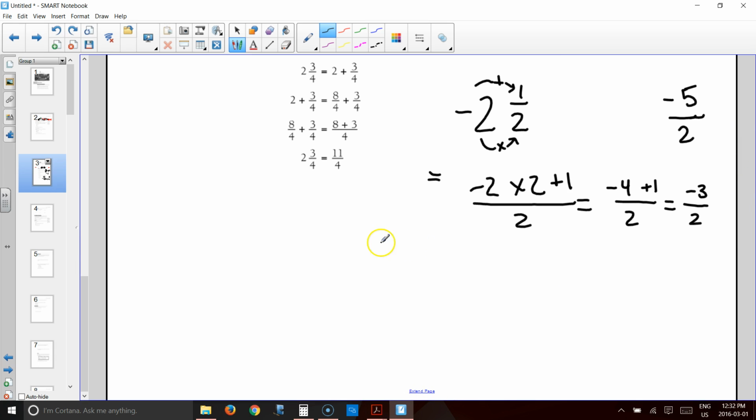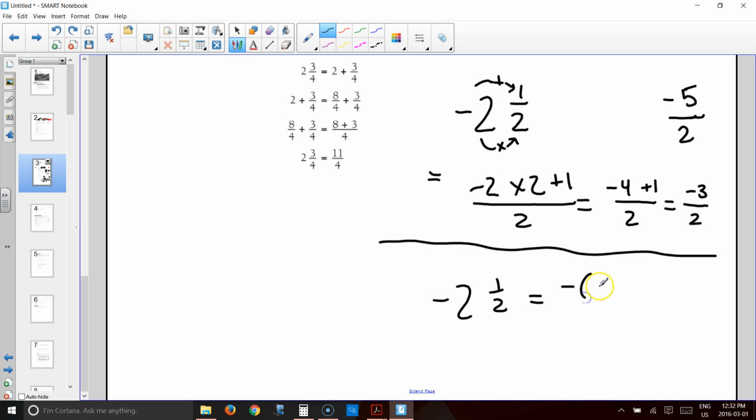So I'll try it again, and I'll say -2 1/2 is the same as, and let's put the negative on the outside. It's going to be this 2 multiplied, this added in. So let's go 2 times 2 plus 1 all over the denominator of 2. Because the negative's on the outside now, it's not going to get involved until we're done with all of these operations. So 2 times 2 is 4 plus 1 is 5 over 2, and then there's a negative there.